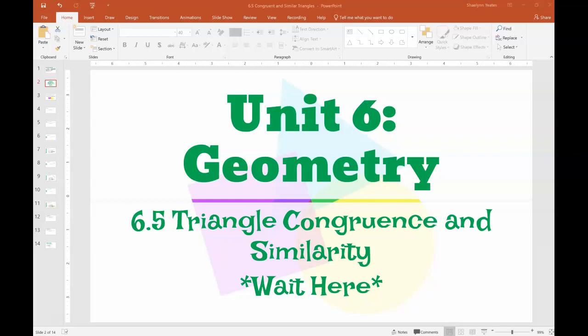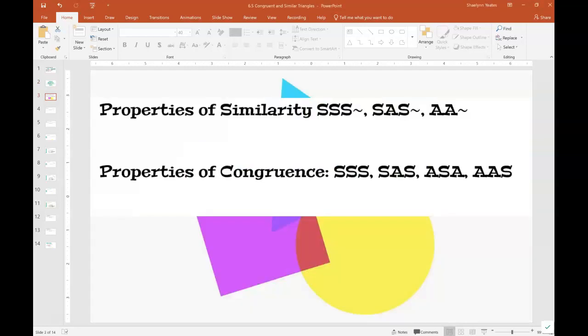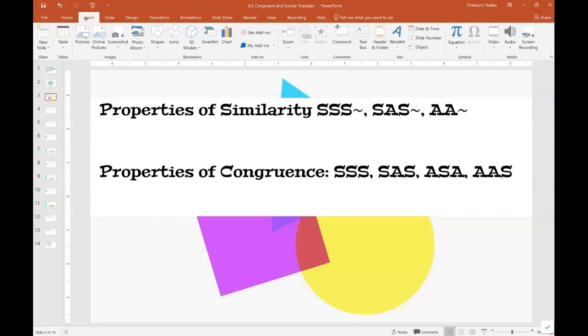So last year we focused on just recognizing whether two triangles were congruent or similar. There were several properties that proved similarity and several properties that proved congruence. So let's go over those properties now.